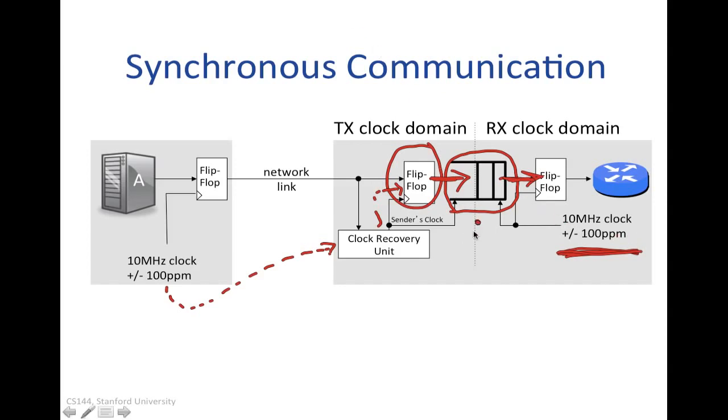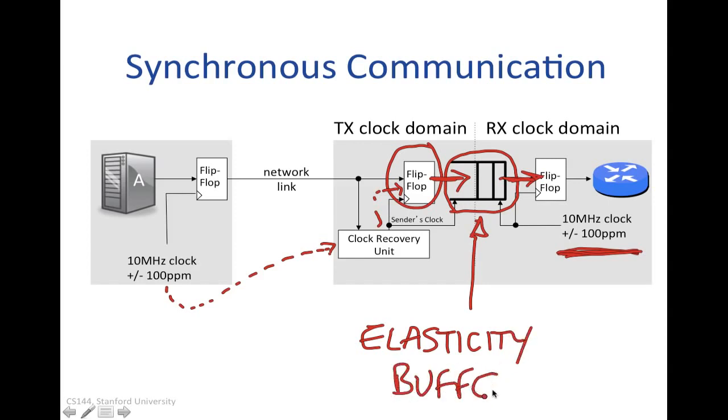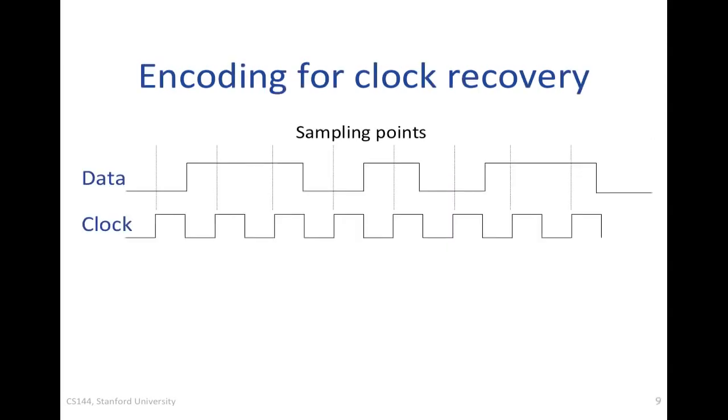This FIFO is called an elasticity buffer. And we call it an elasticity buffer because it's taking up the slack between the two clocks. And we're going to see in a minute how this is going to go up and down according to the relative speeds of the two clocks. And in a few minutes, I'll explain how we design the whole system so we never overflow or underflow this elasticity buffer. But first, I'm going to describe how we encode the signal in the first place so that the clock can be recovered by this clock recovery unit.